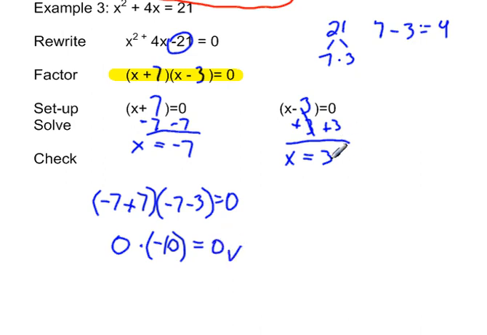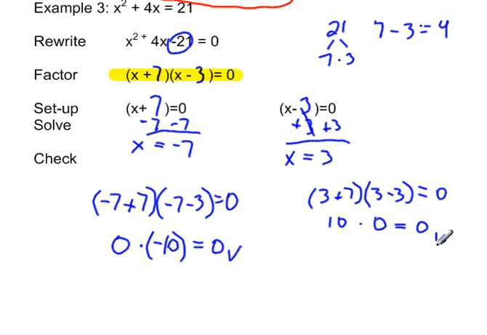And over here, since x is 3, we're going to substitute it in for both x's there. So I've got 3 plus 7 times 3 minus 3 equals 0. 3 plus 7 is 10. 3 minus 3 is 0. And 10 times 0 is definitely 0. Thank you and good luck.